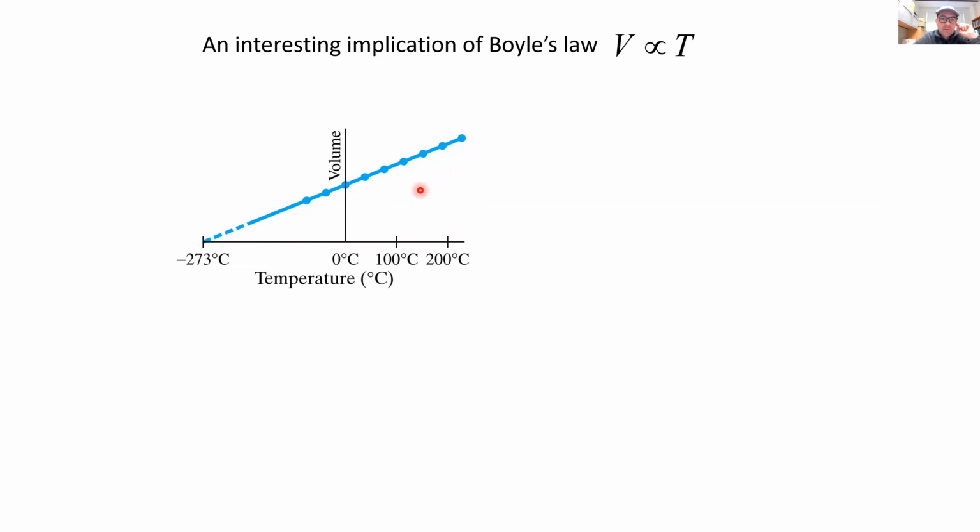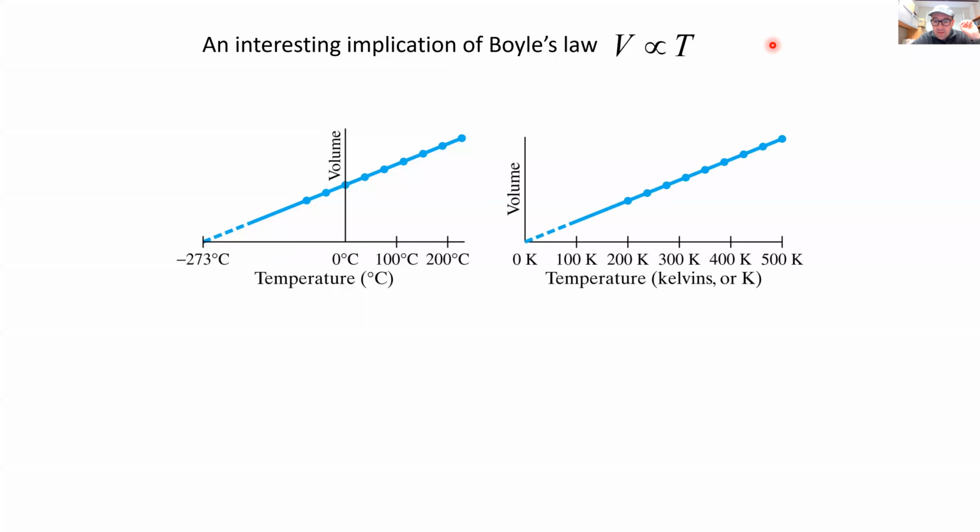But nevertheless, you could do this experiment with different gases, fix the pressure and see volume versus temperature, and the various lines that you get will extrapolate back to the same point here, negative 273. So that's an interesting implication. And it took a long time, until Kelvin in the 1800s, to make sense of that.